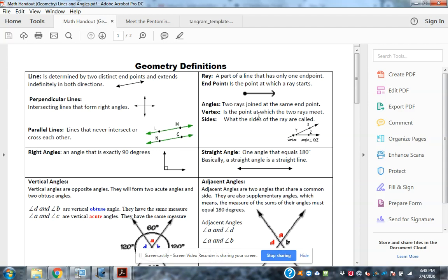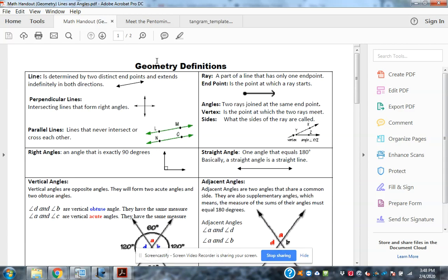When we talk about segments, and I don't think I had a box about segments, segments are dots on each end, no arrows. When you talk about a segment, it has an ending point and a starting point, one on each end. No arrows when you're talking about segments. So we'll talk about that a little bit as we go along here.